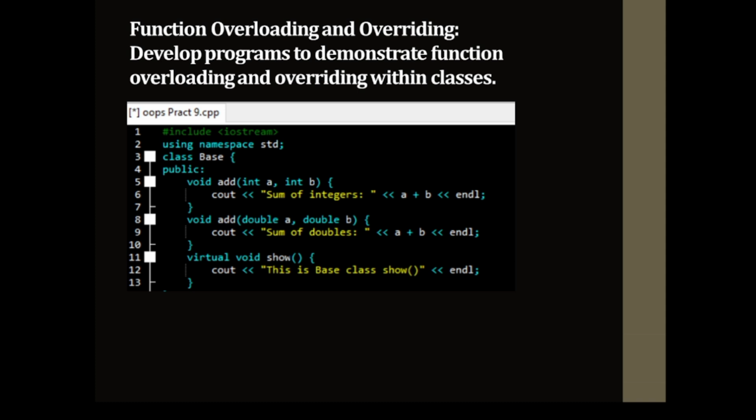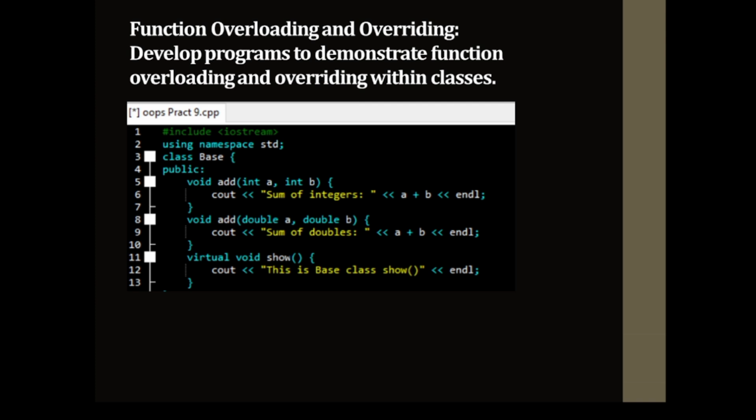Next we have void add(double a, double b), which counts the sum of doubles, a plus b, and endl. Then in the second add function I'm doing the overloading. It has the same function name add but the parameters are double. So we call it function overloading, which prints the sum of two decimal numbers.